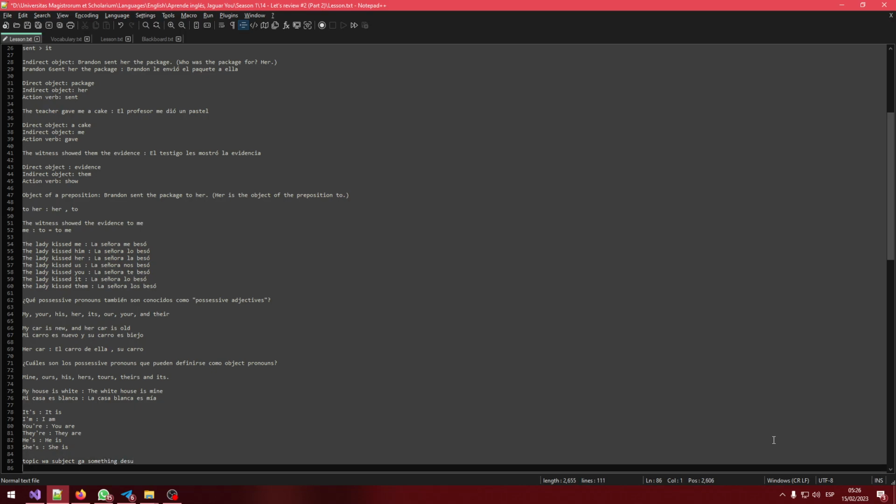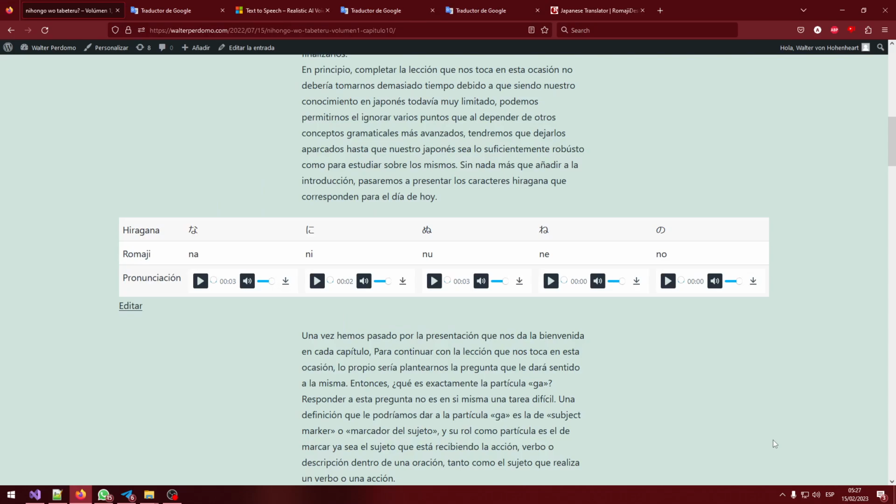So basically, maybe we could define this as the subject marker because it typically comes after the wa. It's not an unbreakable rule, but it's typical to see that. Okay, let's continue.